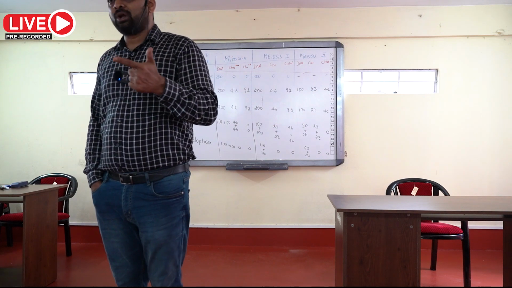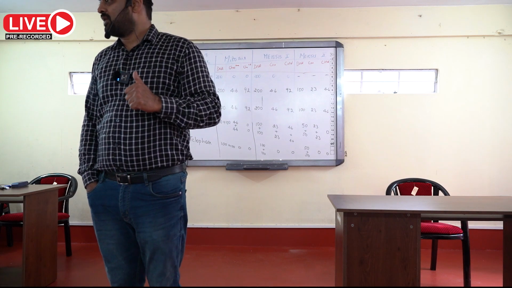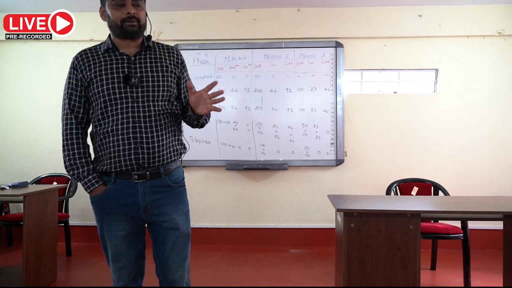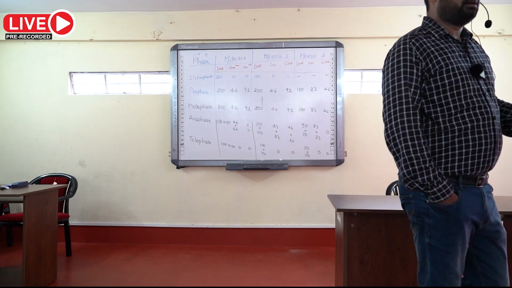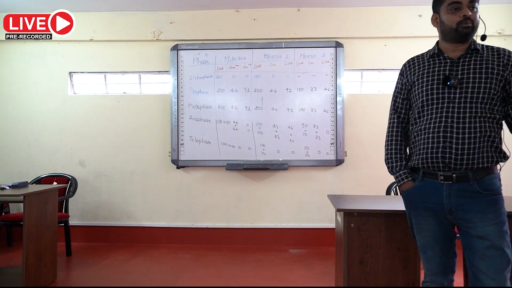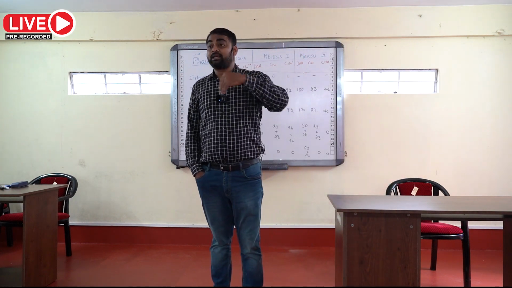Without sodium, neurons cannot function. Without potassium, the heart will stop. Alright. So, like that. Without iron, your blood count will come down, hemoglobin level will come down, your circulation will be affected.